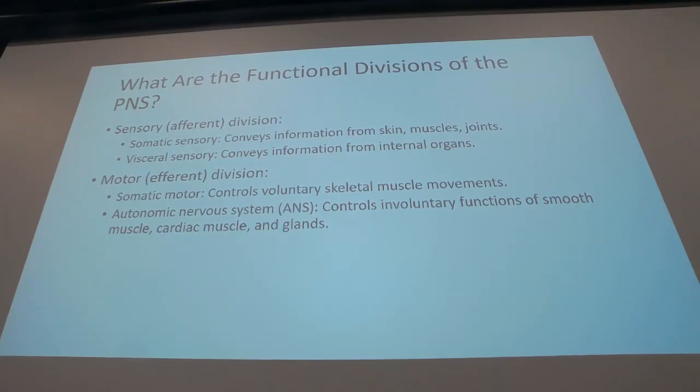Now, the motor or efferent division of the PNS. So we have somatic motor. Somatic motor controls the muscles that are attached to the skeleton. And then we have the autonomic nervous system, or ANS, that has two sub-branches, the parasympathetic and the sympathetic. The ANS controls involuntary functions of the smooth muscle, cardiac muscle, and the glands.